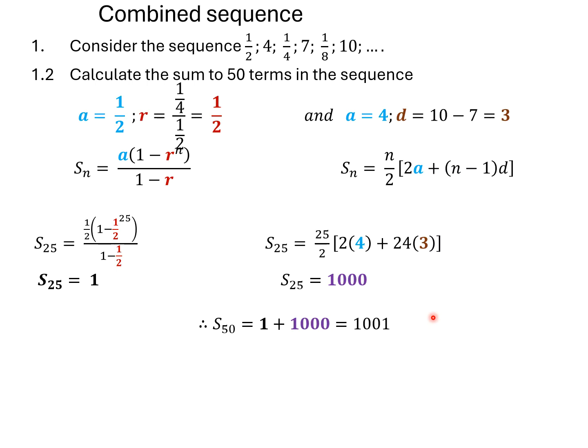Alright, as I said, most learners, I've marked this now many years, I've been teaching over 20 years, they get the a and r correctly, a and d correctly. They choose the right formulas, but because of being stressed, not relaxing, or sometimes I say not practicing enough, instead of putting 25 and 25, you all go write 50 and 50. So you're actually calculating the sum to 100 terms and not the sum to 50 terms. So please be careful. All right.